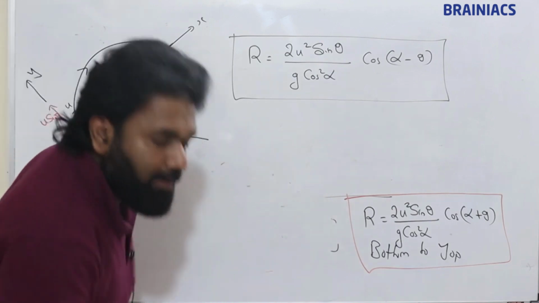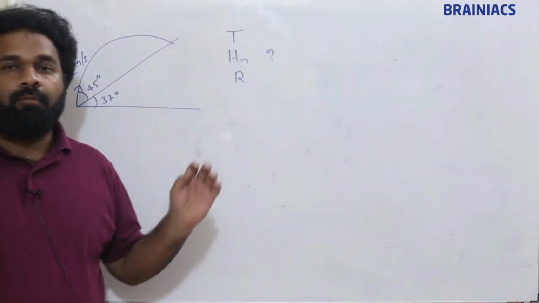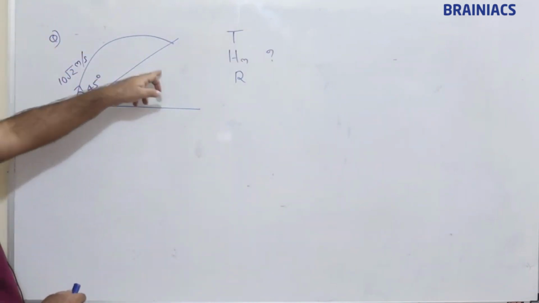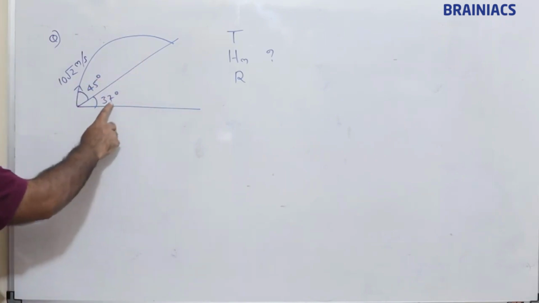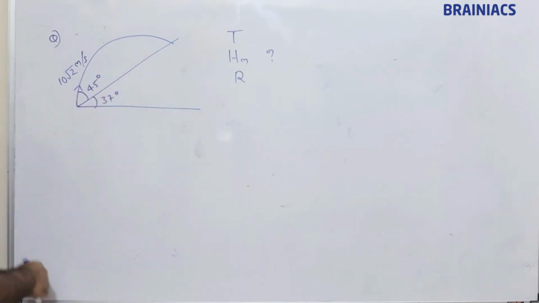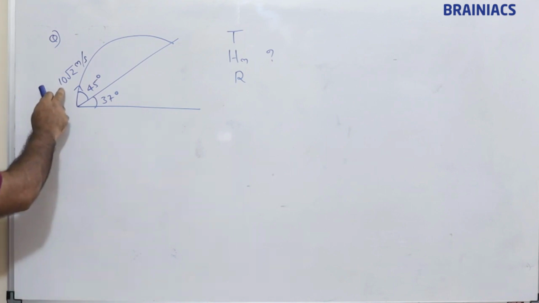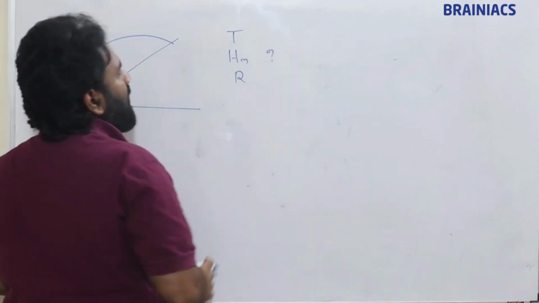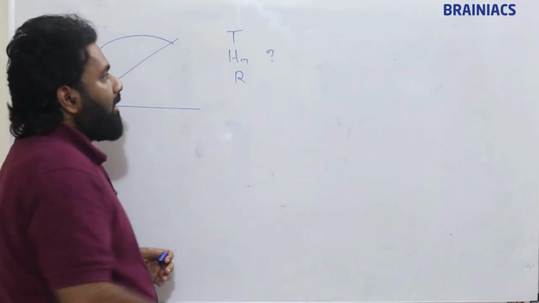Okay, now we will do some simple problems. Okay, we will do one problem. So a projectile is projected in an inclined plane. The inclined plane angle is 37 degree, projected at an angle 45 degree. The initial velocity is 10 root 2. So let us find time of flight, maximum height and range.